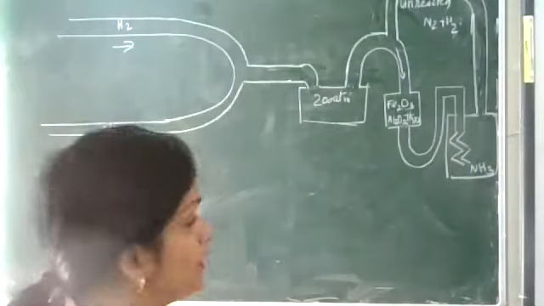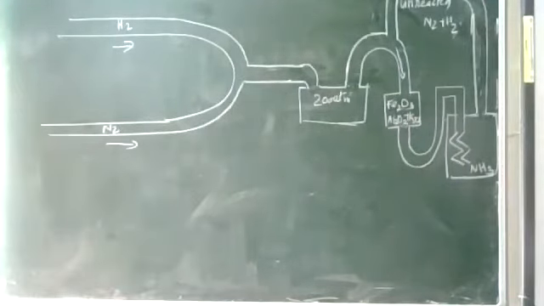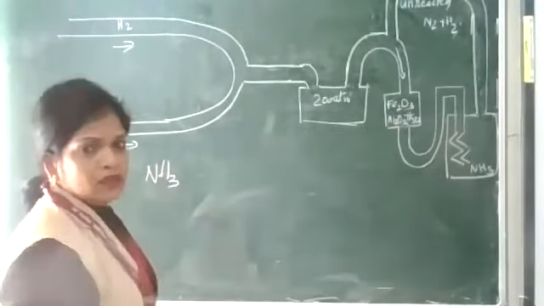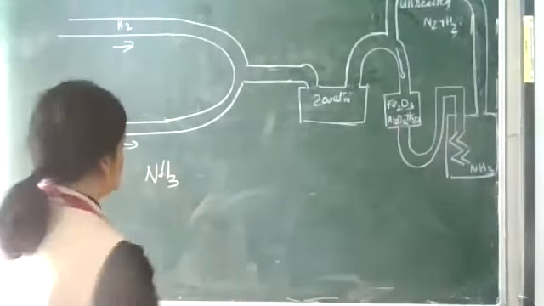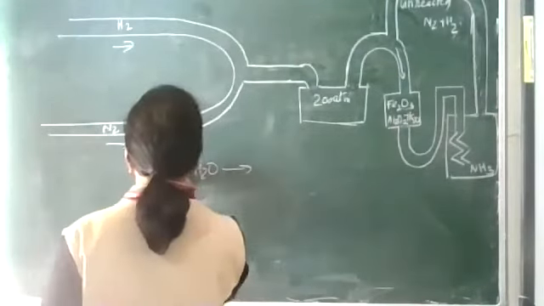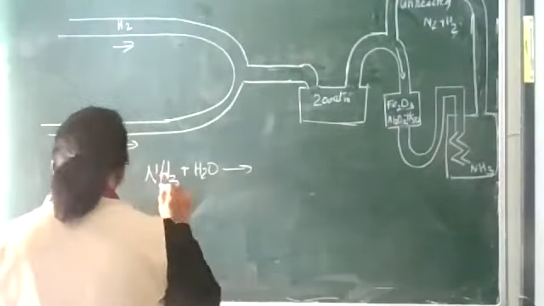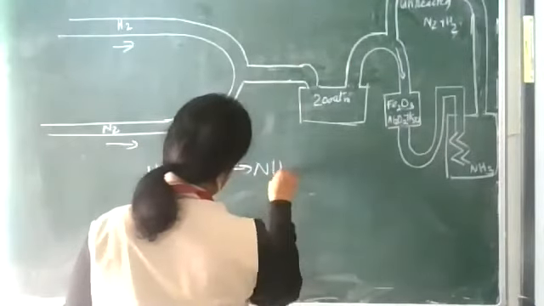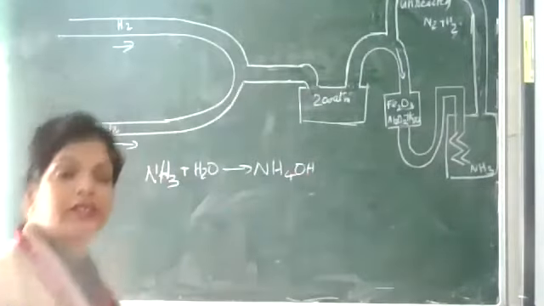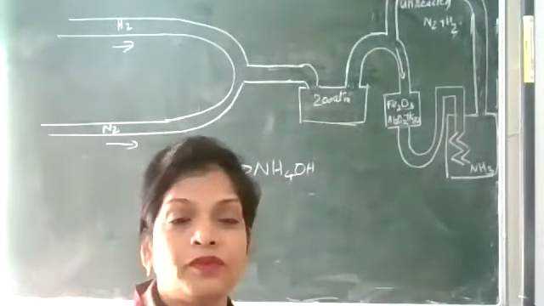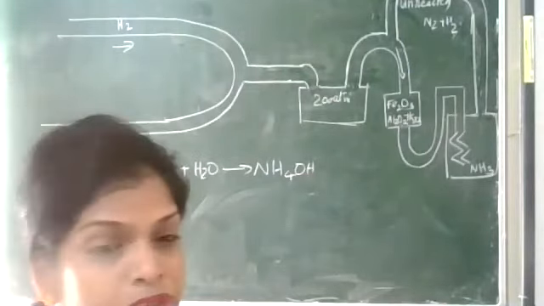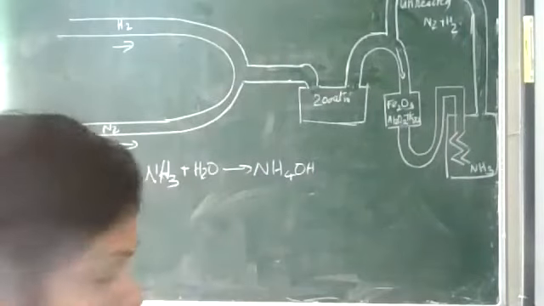Now what are the properties of ammonia? Ammonia is soluble in water, to form ammonium hydroxide. So what you are going to get is NH4OH. And NH4OH is a very useful reagent in the analysis of salts. In the third group of analysis, we use this NH4OH. Fourth group, we use NH4OH. Fifth group, we use NH4OH.